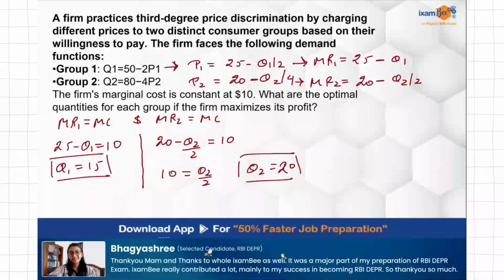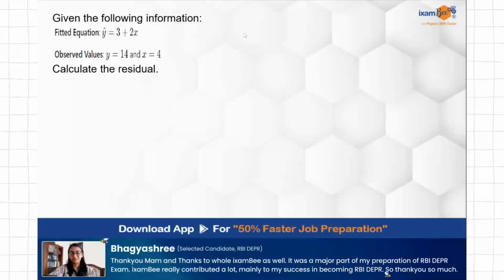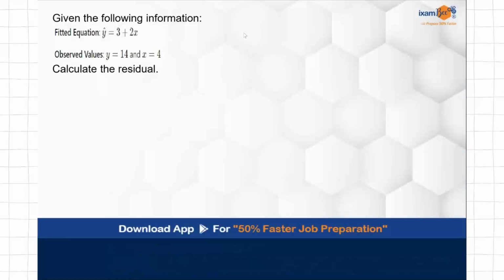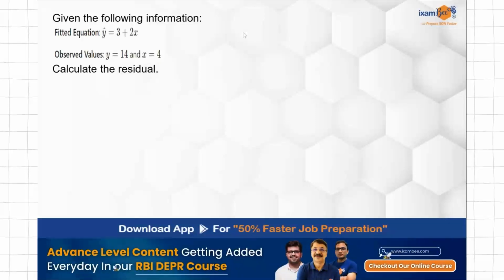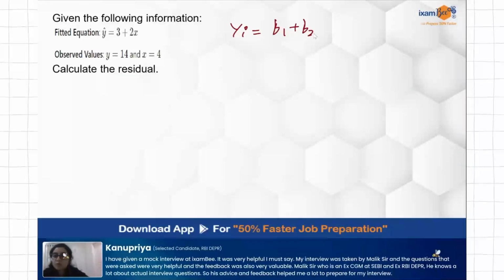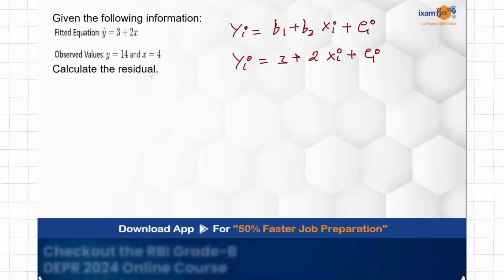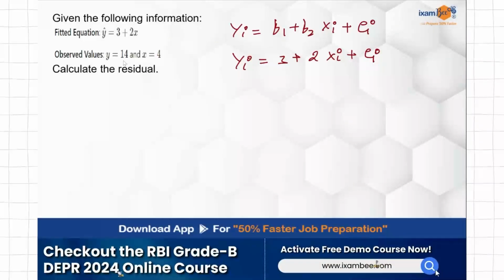Okay, given the following information, the fitted equation y hat is equal to 3 plus 2x. Observed values y is equal to 14 and x is equal to 4. Calculate the residual. We know that if I write the stochastic form of the regression equation, y is equal to b1 plus b2 xi plus ei, right? And we are given that the value of b1 is 3 and the value of b2 is 2. Now, if x equals 4, we know that y is equal to 14. This is the actual figures given to you.